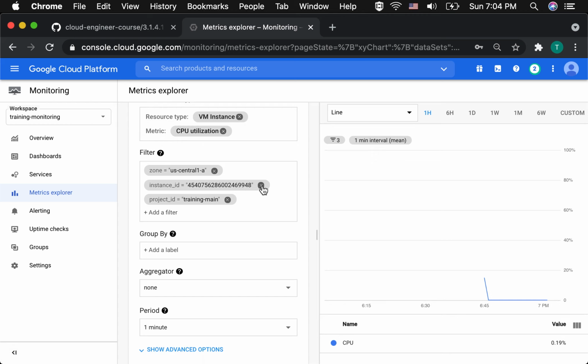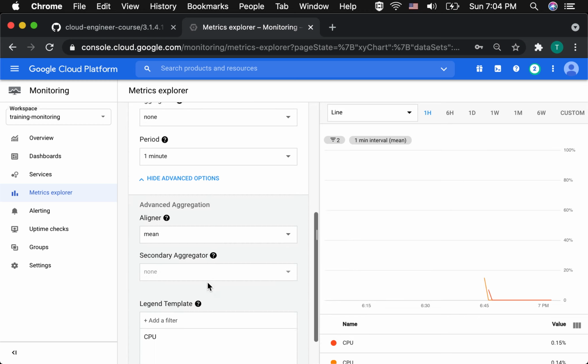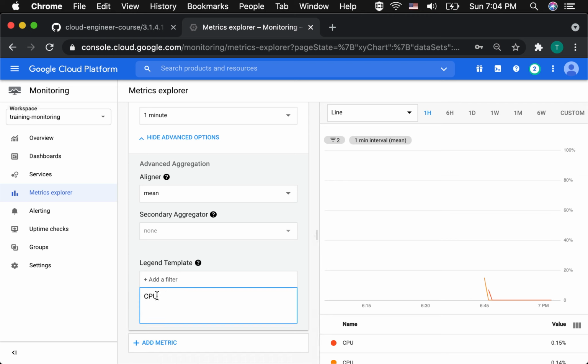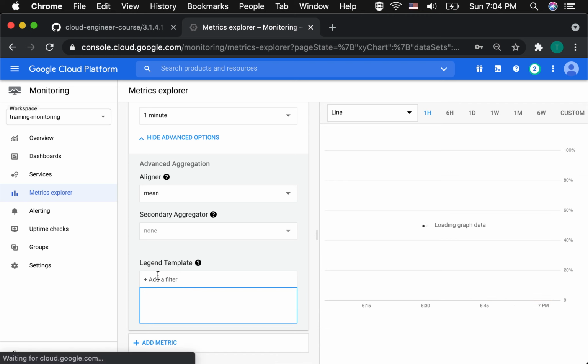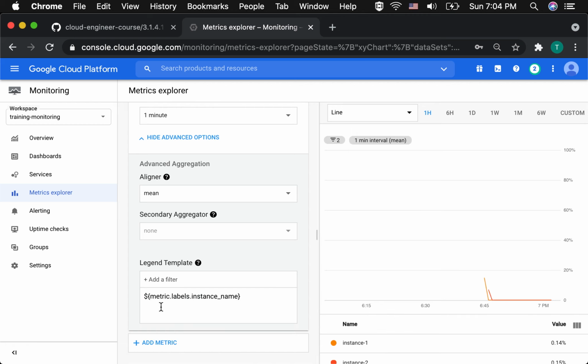So in this case, I can actually delete this entry right here. And now you can see that I have two entries, right? Because I have two instances. And just to make this graph a little bit more clear, I'm going to add a filter of the instance name, and then there's instance 1 and instance 2. Okay, and they're both pretty much underutilized, and I guess that's not unexpected.